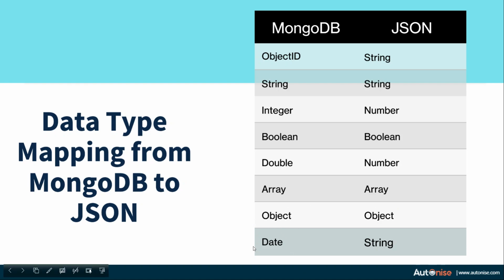Then you have a date data type in MongoDB, but you do not have it in JSON. So if you want to store date, then you need to convert the date to a string and store it inside JSON. So these are the different data types which are supported by MongoDB. Not all of them have their equivalent in JSON, but you can convert them, typecast them, and store them in JSON.